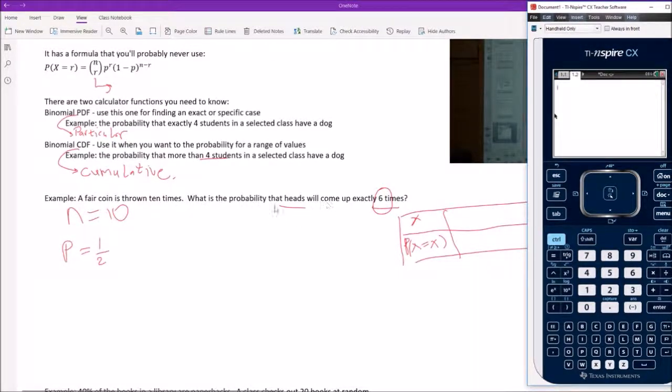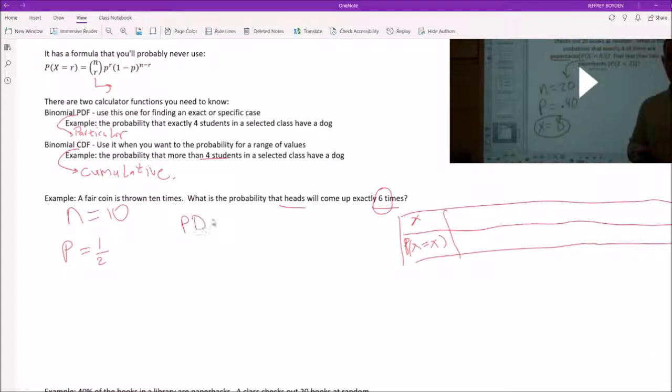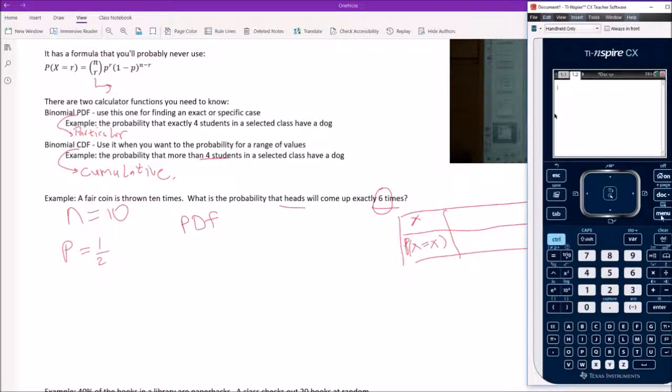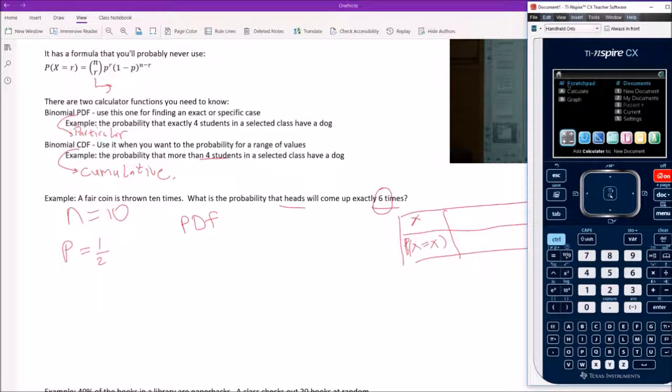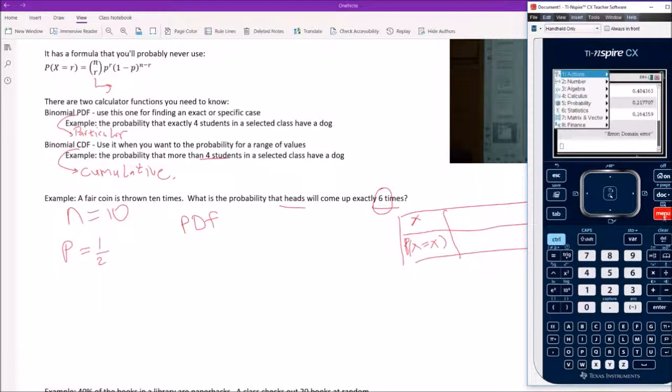The probability that heads will come up exactly 6 times. We've already identified that this is a PDF question. And so now I can go down and I'm going to go in the calculator. I'm going to show you where to go. We need to be on some sort of a calculate screen. You can either open a new document or just go to calculate. I'm going to go to calculate, and let me clear my screen for you.